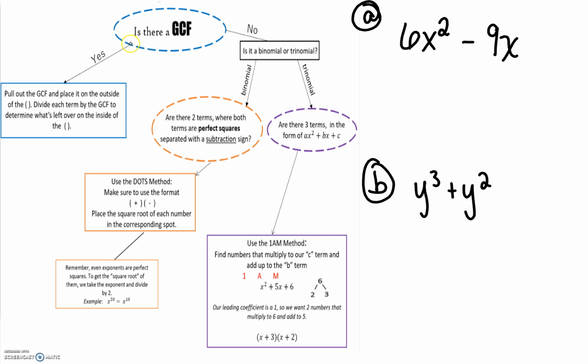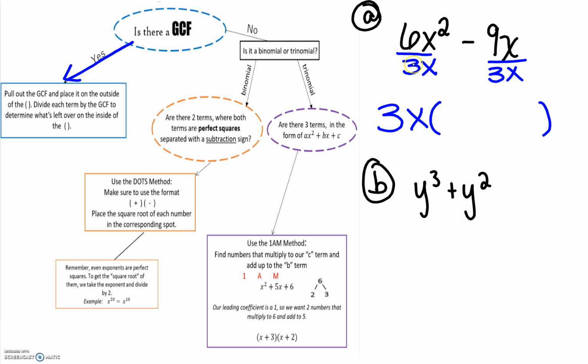So in this problem, we should see that there is a GCF. So we're going to look for the GCF between 6 and 9, which is 3. And then the same thing for our variable. So we have an x squared here and an x there. So the smallest amount of x's that we have for both terms is just one single x. So once we have the GCF, we're going to take it on the outside of the parentheses and divide.